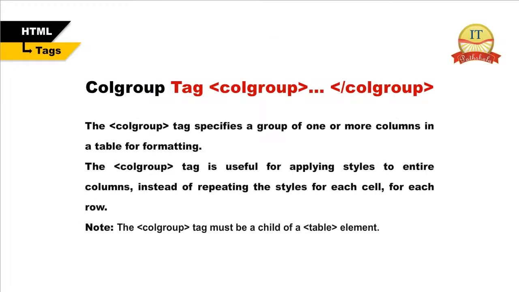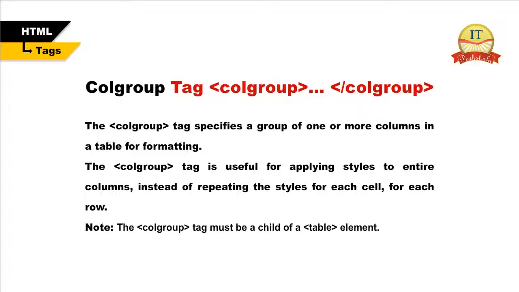Colgroup tag. The colgroup tag specifies a group of one or more columns in a table for formatting. The colgroup tag is useful for applying styles to entire columns instead of repeating the styles for each cell for each row. Please note that a colgroup tag must be a child of a table element.